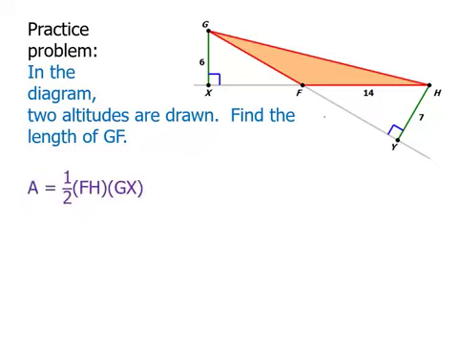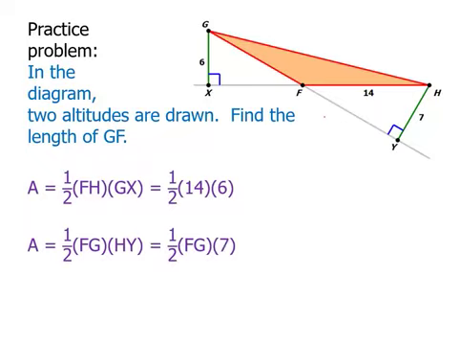First of all, we could figure out the area using FH as the base and GX as the height. And we have numbers for both of those. So this is going to be 1/2 times 14 times 6. I'm just going to leave that in unmultiplied form for a moment. But notice I could also find it in a completely different way using the other altitude and the other base. So now I'm going to use the base GF and the altitude HY. So this is another way to figure out the area. Here I know HY is 7. But I don't know FG or GF. In fact, that's exactly what I need to find.